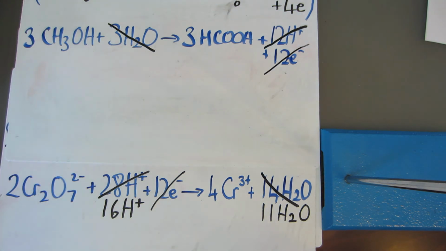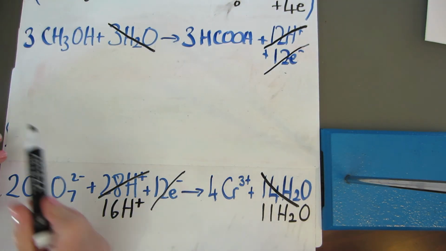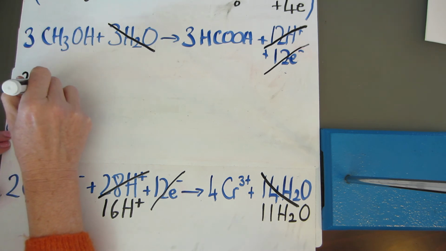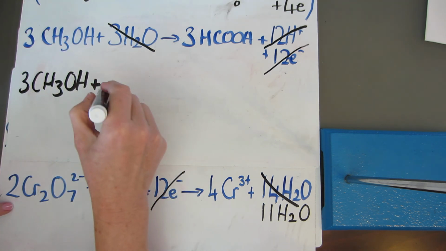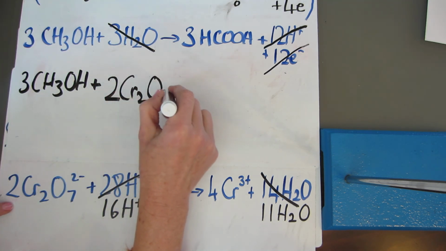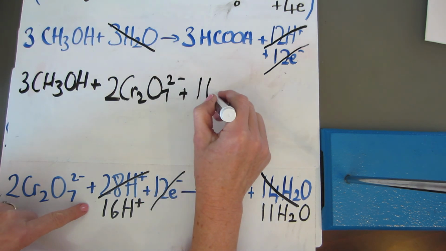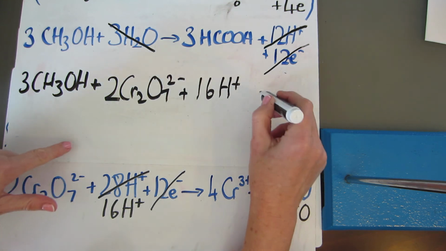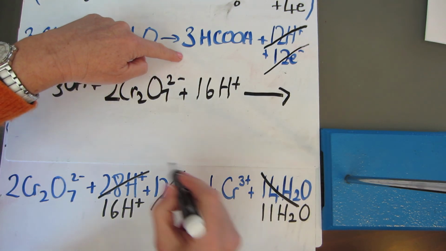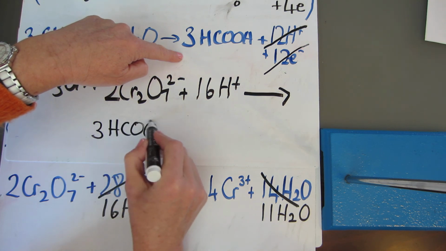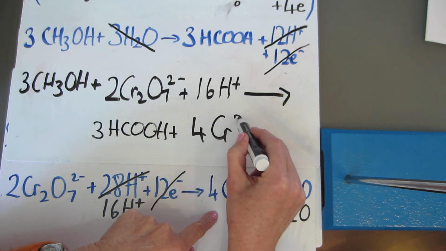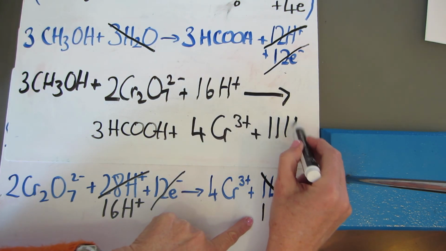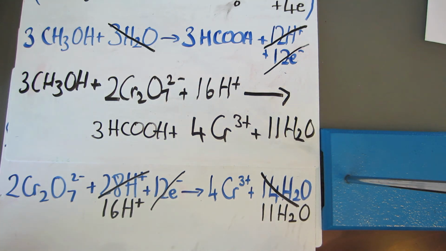So what's the last step? Write down all the reactants and then all the products. So what have we got? 3 CH3OH, plus, nothing else there because they've been crossed out, 2 Cr2O7 2- plus 16 H+ becomes, now we're looking at the products, what? 3 HCOOH plus, nothing else there, 4 Cr3+, 11 H2O. And there you are. Okay.